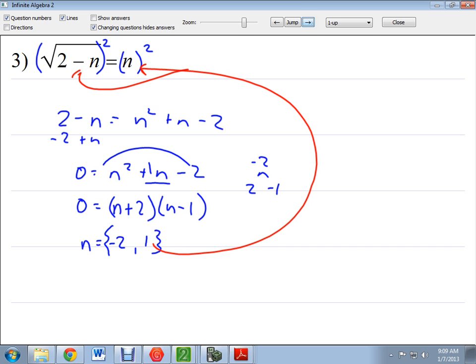I'm going to plug in 1 for n in both sides. The square root of 2 minus 1 is equal to 1. Well, the square root of 2 minus 1 is 1, so 1 equals 1. Good. 1 works.